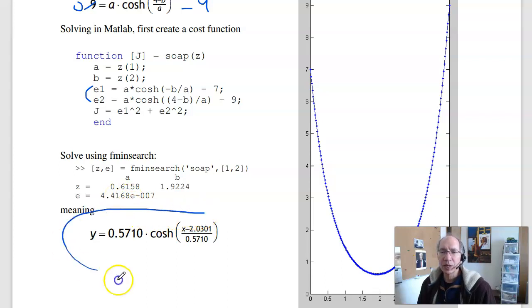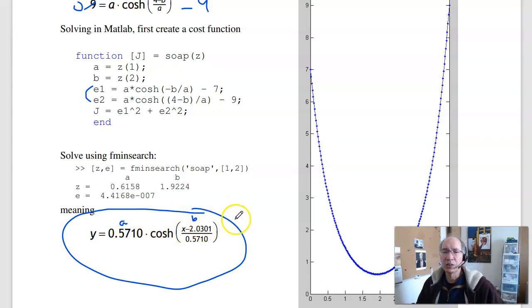So that means that here's a and there's b. There's the equation of a soap film connecting those 2 points. And if you plot it, here's what it looks like. So this point is at 7, this point's at 10, and there's the shape of it. If this ever touches 0, the soap film breaks.